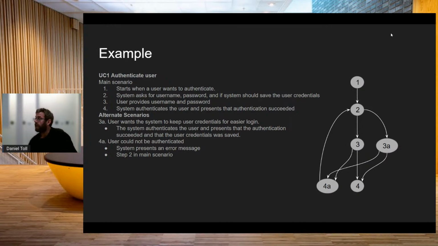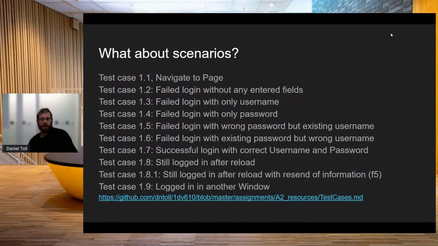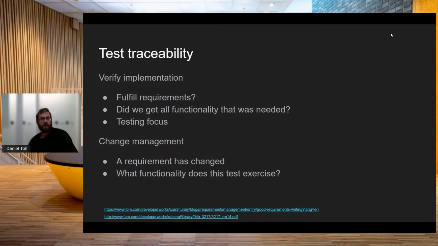Since we have loops here, we could think about the same thing that we thought about when we talked about coverage of code. We could think about loop coverage of these also. So maybe we need to go through the loop once, twice, or 0 times in order to fulfill our coverage. And here are some examples of scenarios. So just from the same thing.